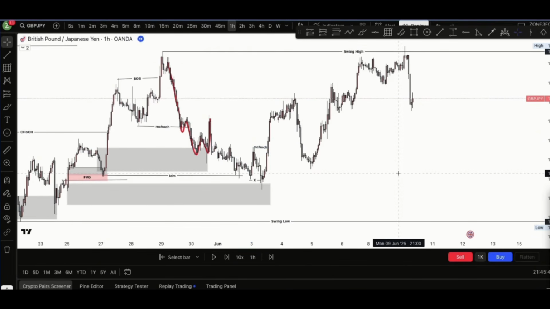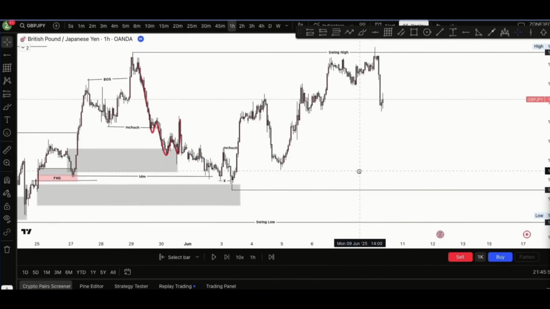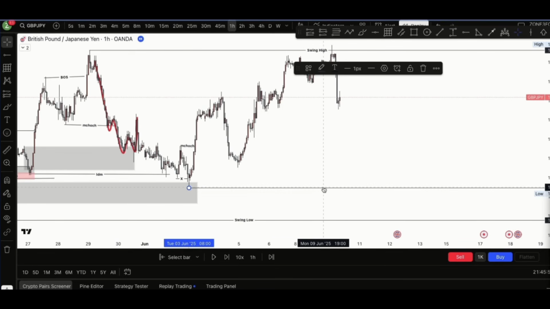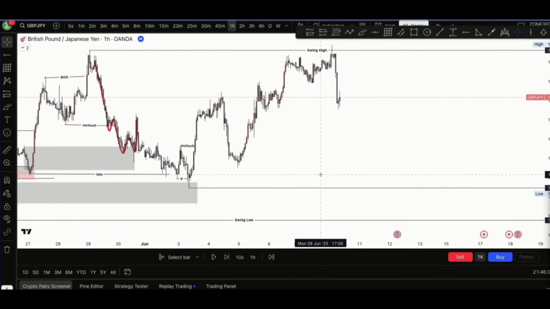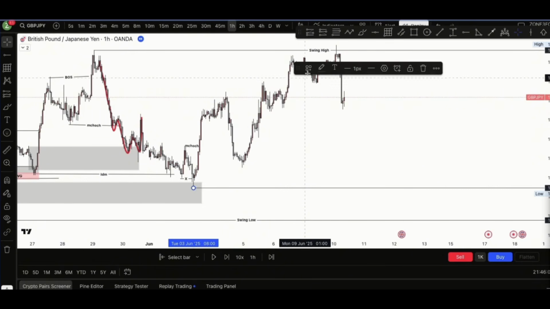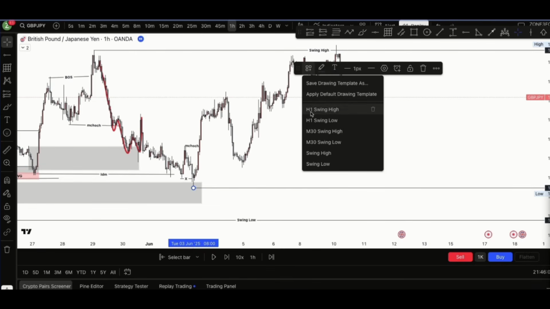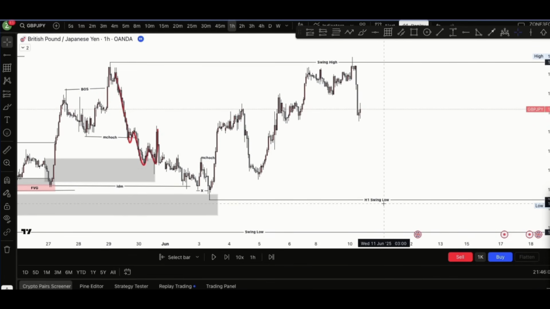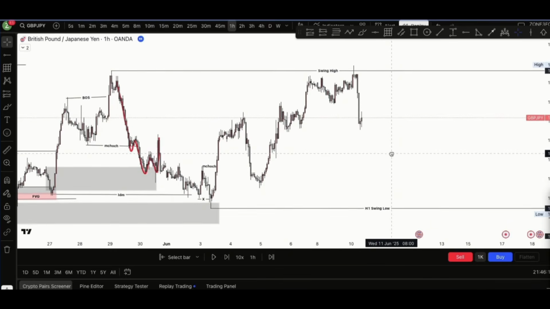Minor change of character. So now here becomes our what? Here becomes our what? Can someone tell me? The swing low. Okay, minor swing low. Yes, 1 hour swing low. So mostly I do my markings like this. H1 swing low.